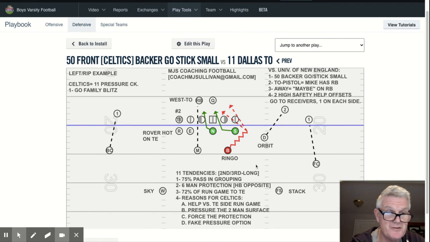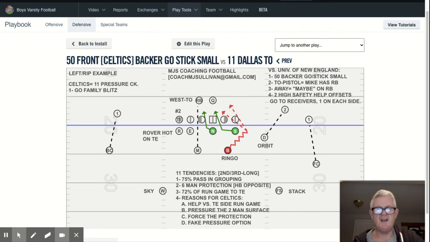So when we talk about pressuring the two-man surface, oh boy. Remember, the back always fits in opposite the tight end, so over here the back is B gap to C gap. So now if the guard slides and you've got the defensive end in B, back's got to pick him up. And now you've got the pressure of a very athletic linebacker versus a tackle who usually not so much. That's a win for us.